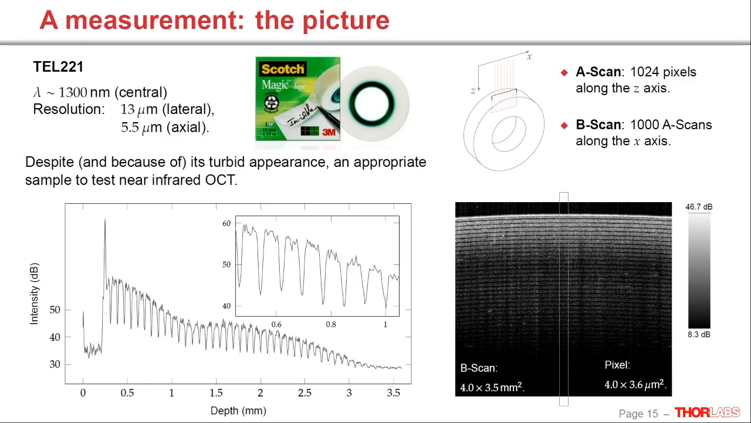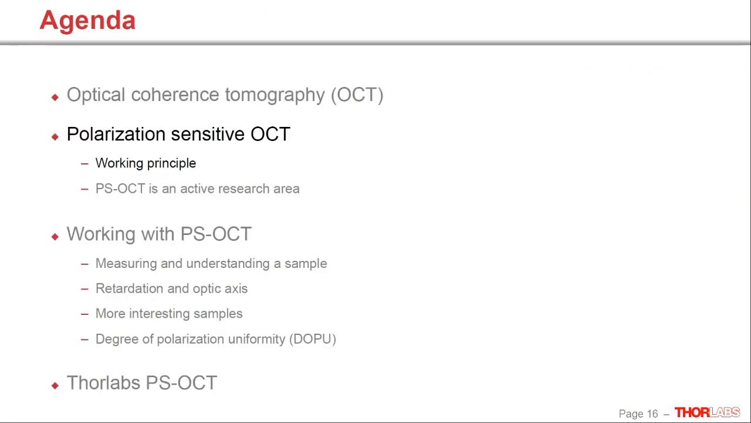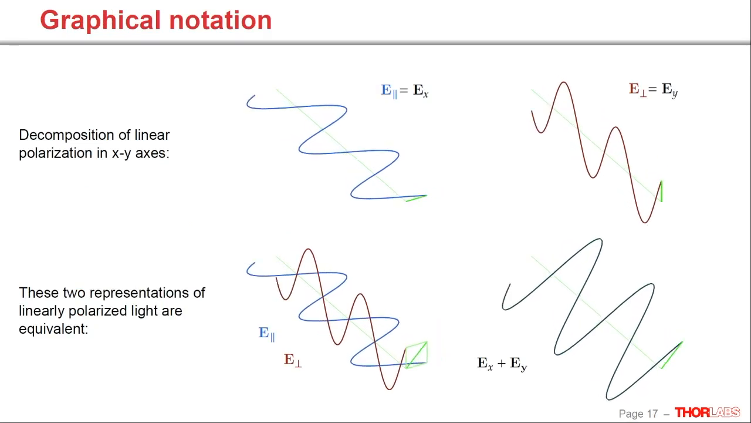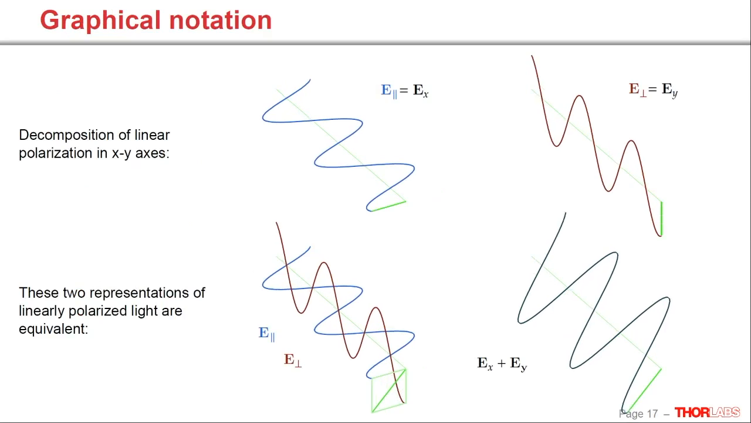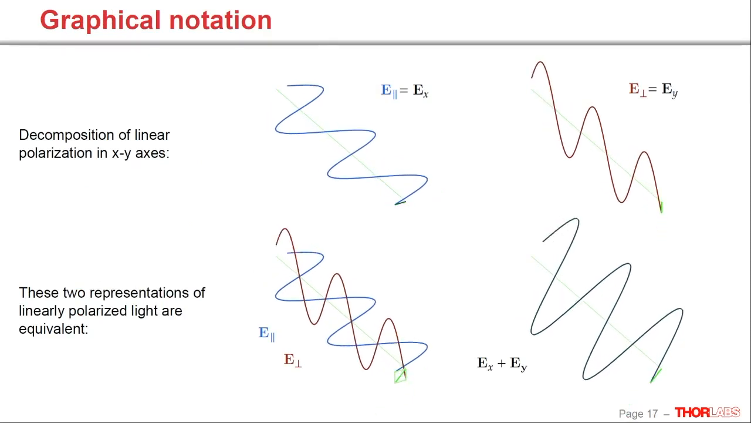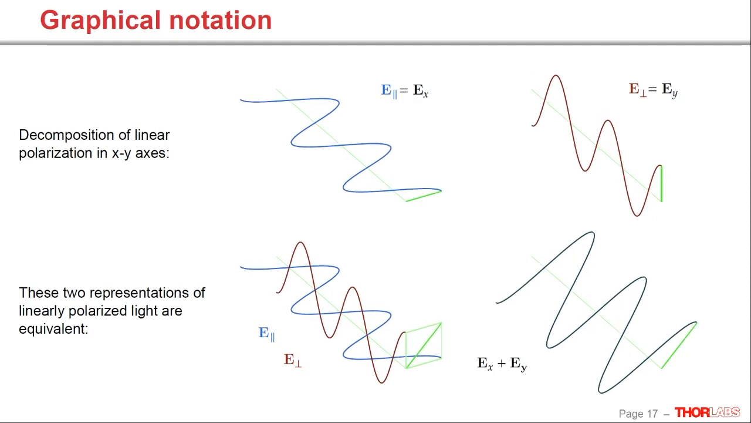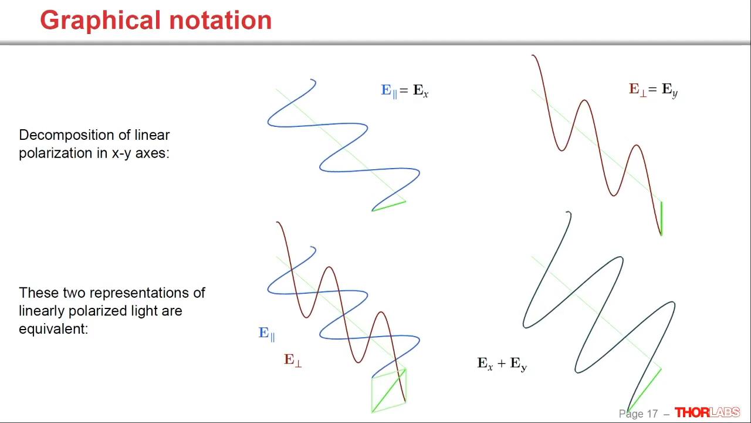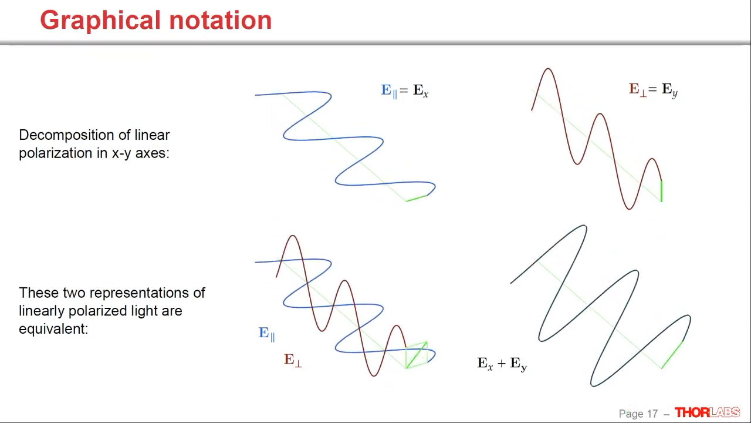But okay, now that everyone remembers what image-based OCT is, we move to the case of polarization-sensitive OCT. So we start by asking how we build the interferometer in that case. And to do that, I will use some graphical notation. On the top, in the center, I show what I call parallel linear polarization. At the top right, that's the perpendicular polarization. And they can be combined in many different ways.